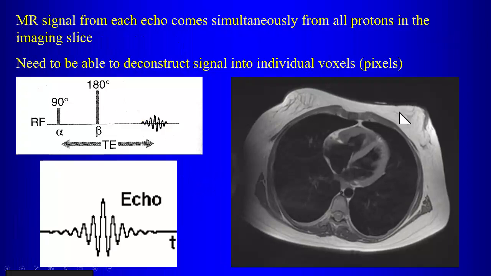Okay, so now we have a slice of tissue that we're able to excite. But the problem is that the MR signal that we get, assuming that we've picked this particular slice and we've excited only the protons in that slice, that's the signal we're going to receive. The problem is that the echoes come simultaneously from all of the protons in that imaging slice, everything all together. But we need to be able to deconstruct that signal into individual pixels within the slice. Remember, the signal is coming from everything in the slice. How do we get the spatial information from the slice itself?